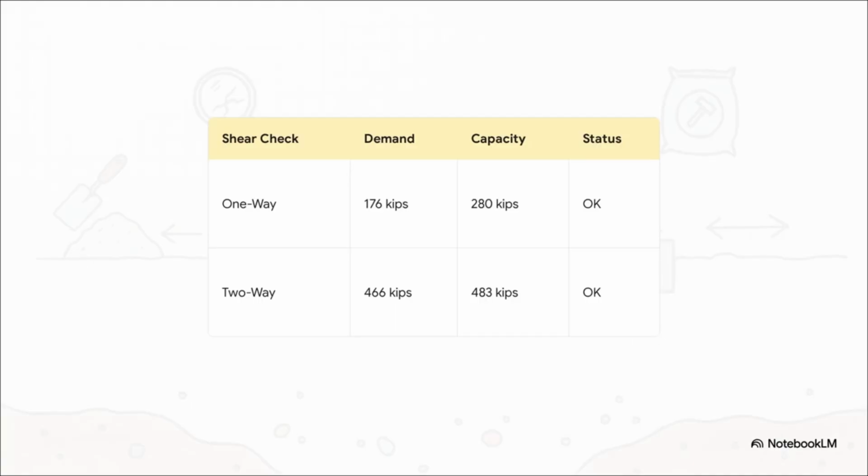Next up, we switch to our structural language to verify the concrete thickness. Our factored upward pressure gives us a one-way shear demand of 176 kips at distance d. We calculate our capacity using the ACI formula, and we get 280 kips, so it passes easily. For the much more severe punching shear at distance d over 2, our demand jumps way up to 466 kips. But checking the minimum of the 3 ACI punching shear equations, our design capacity is 483 kips. Looking at these results, our structural capacity safely and brilliantly exceeds the immense factored demands for both shear types.